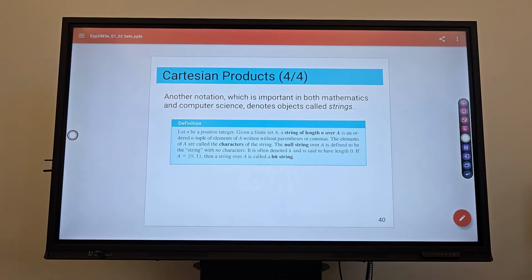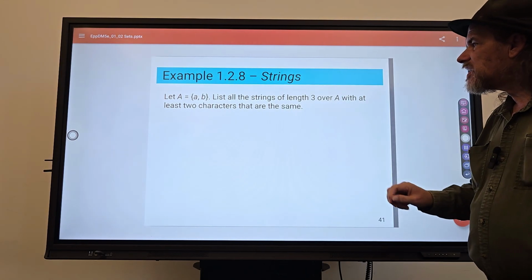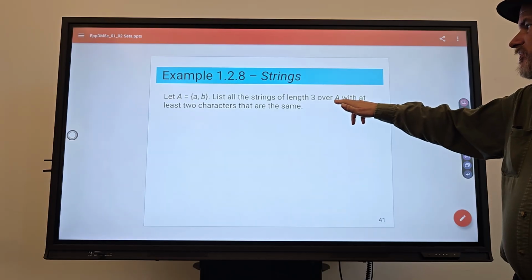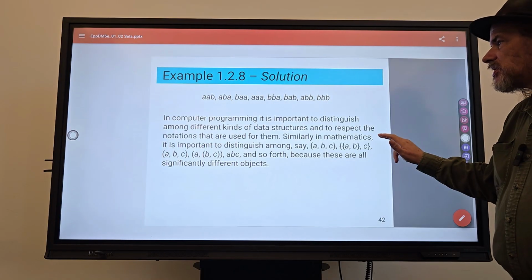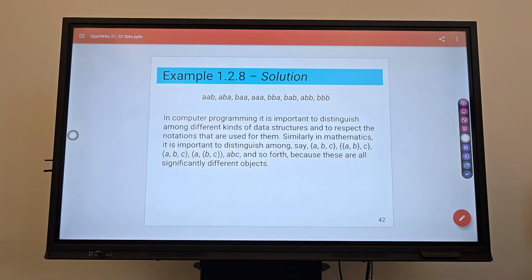If the alphabet of this system is A = {1, 0}, then a string over A is called a bit string, which you'll get into in comp org and computer architecture, that sort of thing. They use an example of strings using the letters a and b. Strings of length 3 over the alphabet a and b, with at least 2 characters that are the same, are going to be aab, aba, so on and so forth.